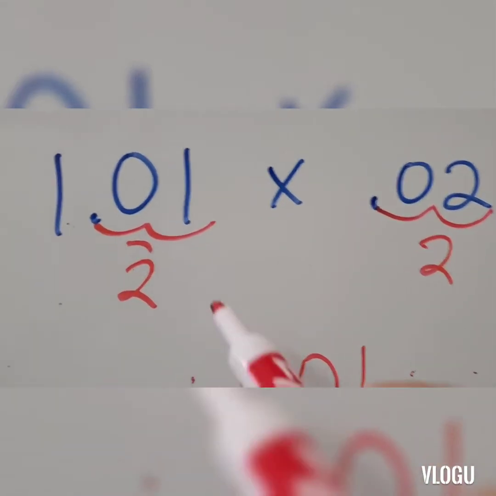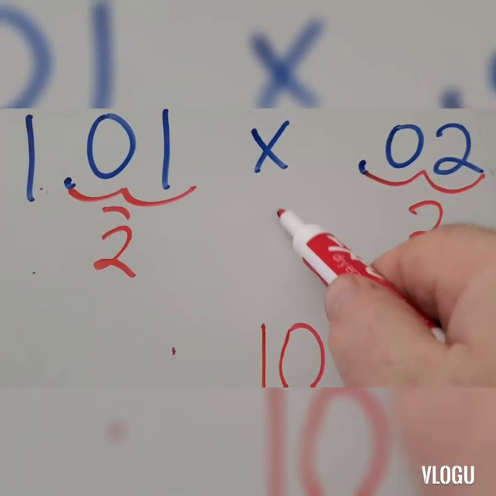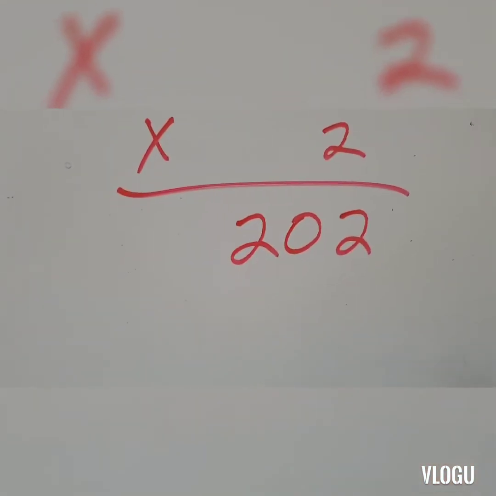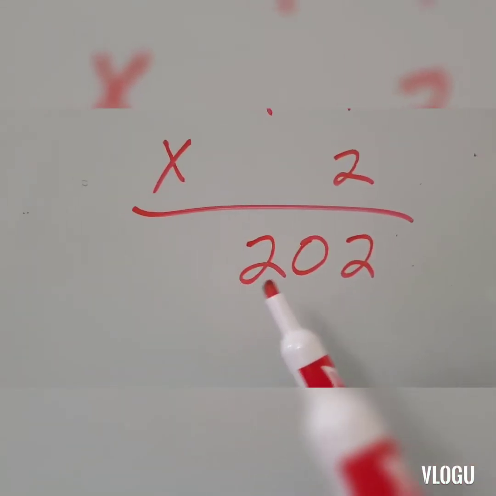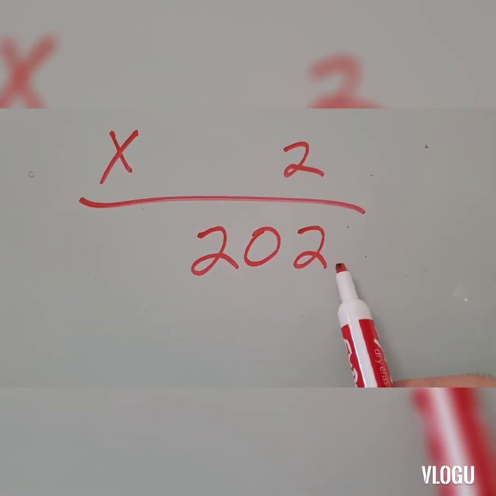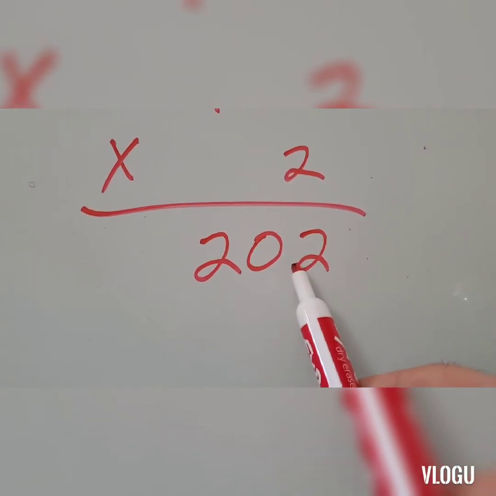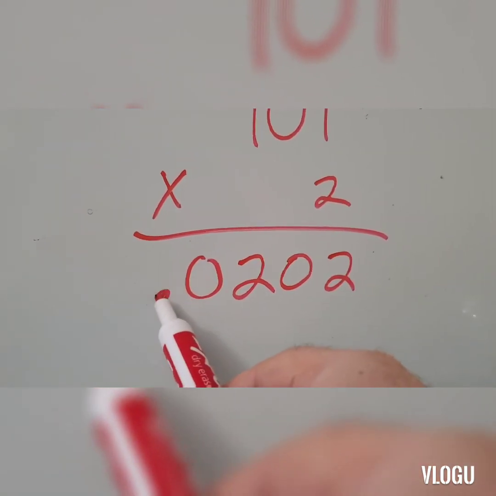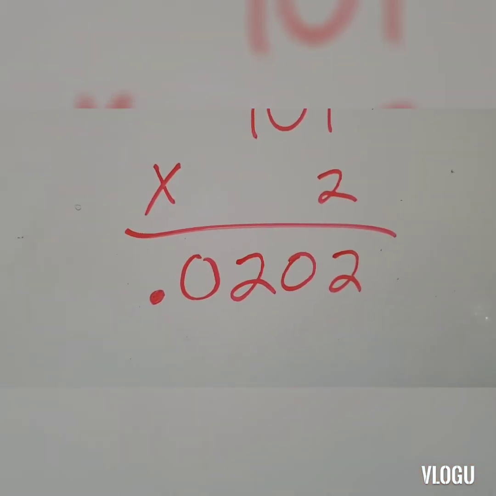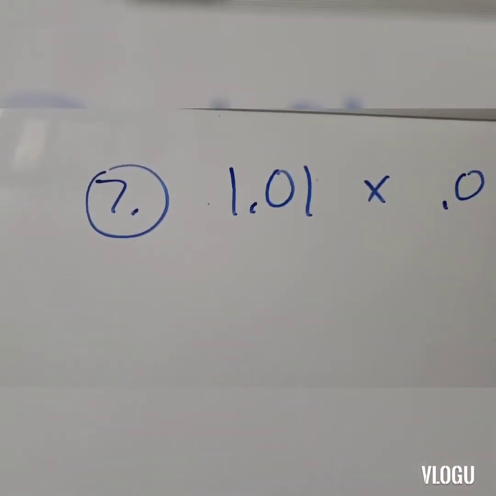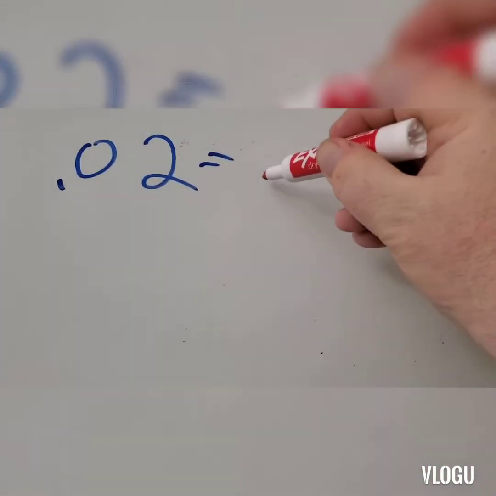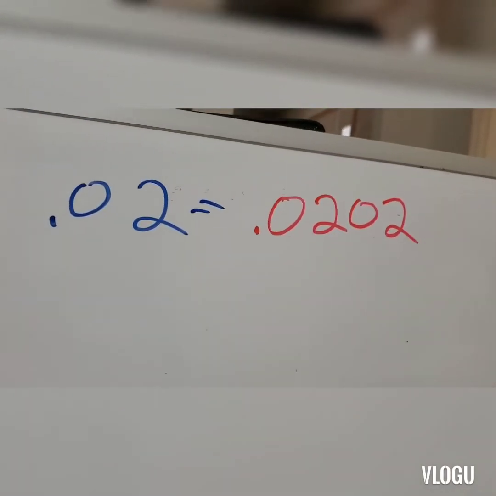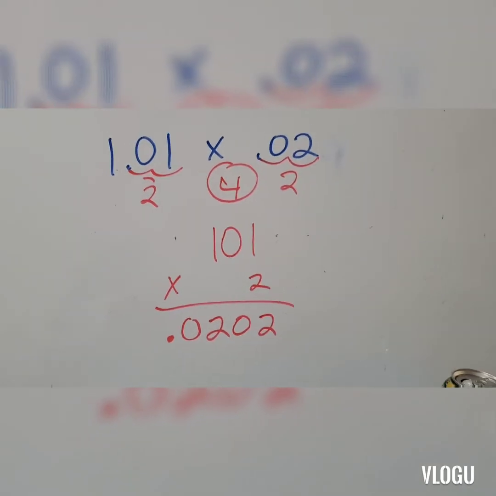Except in order to do that, I slid 2 plus 2 spots for a total of 4 steps to the right. So I need to slide 4 steps to the left. In my number 202, my decimal lives here. 1, 2, 3, 4. So my answer to number 7 is 0.0202. How did we do with that?